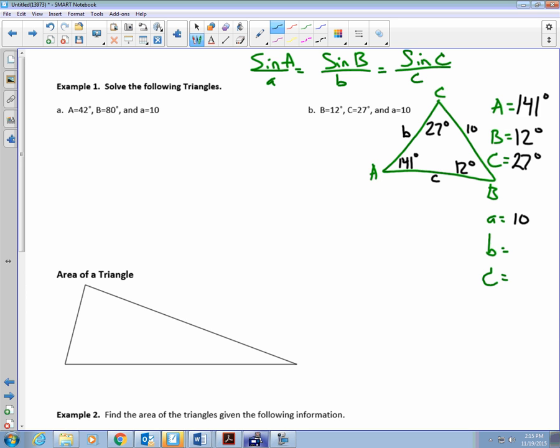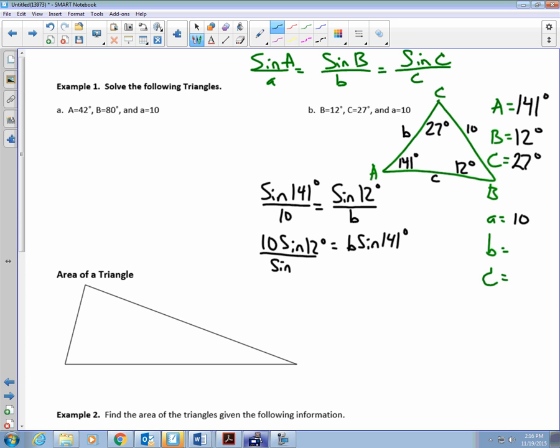Let's set it up. What would you like to find? Would you like to find B or C? B, okay? See if you can set it up. The sine of what? 141 divided by 10 equals the sine of 12 divided by B. Cross multiply: 10 sine of 12 equals B sine of 141. How do I solve for B? Divide by sine of 141.